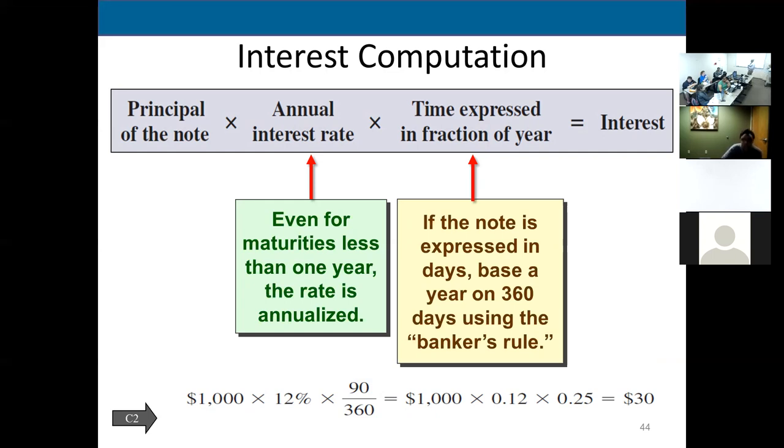Okay, so if you submit, be sure that you look at any example that you submit, and be sure if it asks you to use the banker's rule, you're going to use 360. If it asks you to use an exact rule, you're going to use 365. If it does not ask you and you apply either one of those methods and it counts it wrong, notify me.